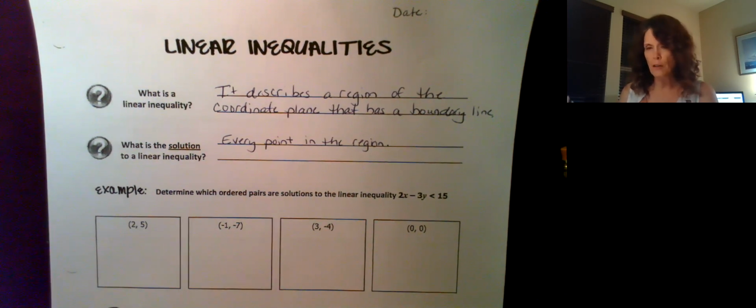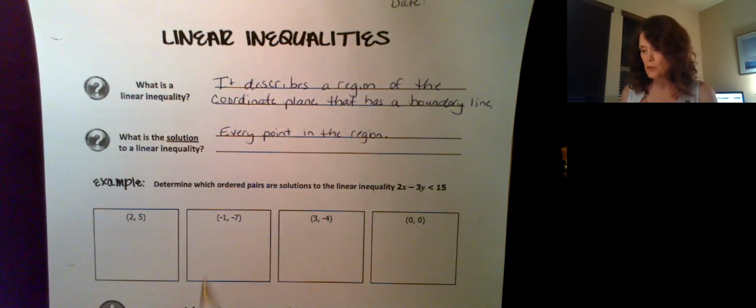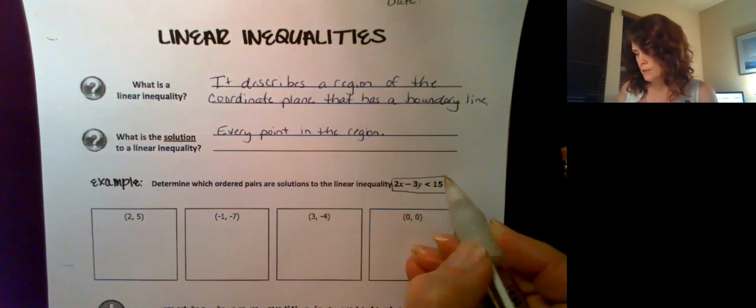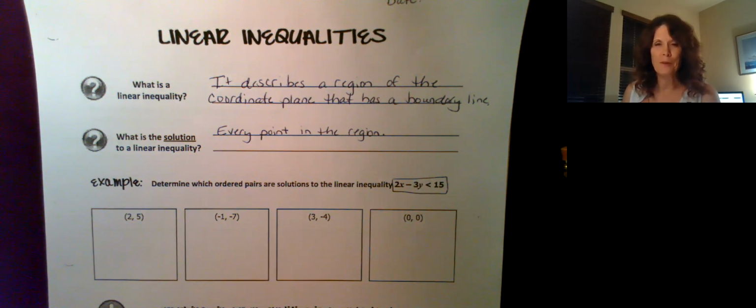But first, how do we know if a number, or coordinate pair rather, is a solution? If we use this inequality, 2x minus 3y is less than 15, how do we know if (2, 5) is a solution to that inequality? We would test it. We would check it, see if it verifies, see if it satisfies that inequality, if it makes it true. If it makes it true and satisfies it, it is a solution.